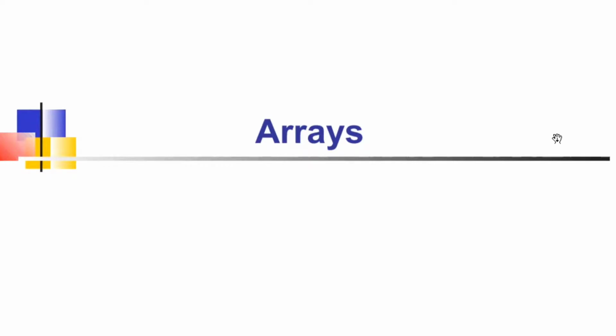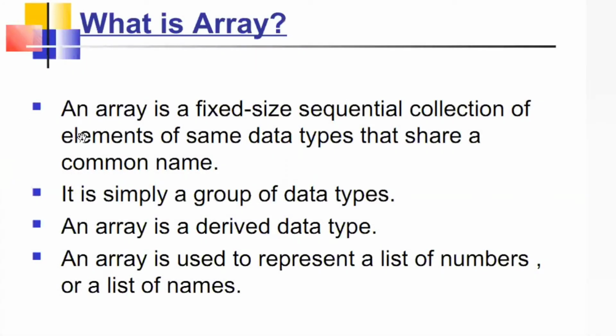So what is an array? An array is a fixed size sequential collection of elements of same data type that share a common name. It is simply a group of data types. An array is a derived data type. An array is used to represent a list of numbers or a list of names.